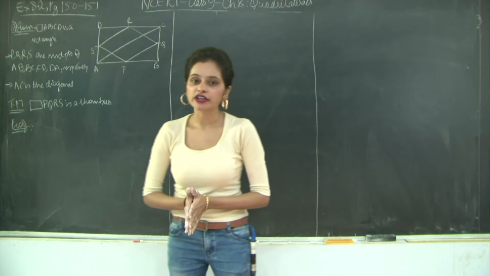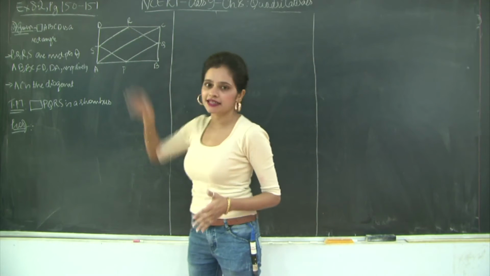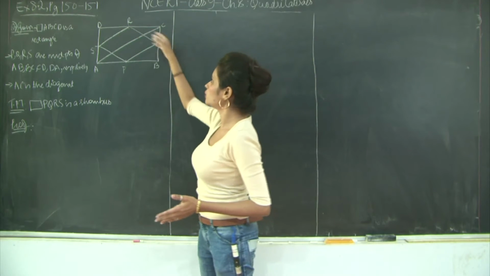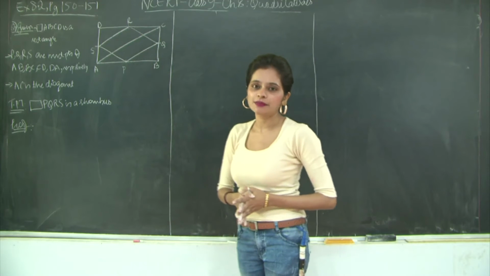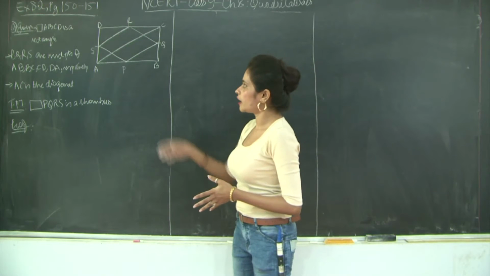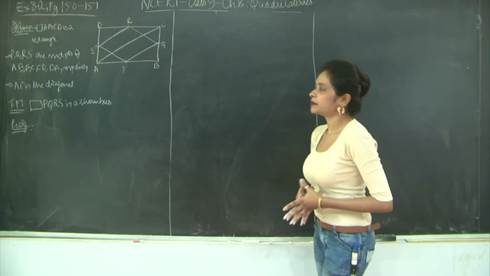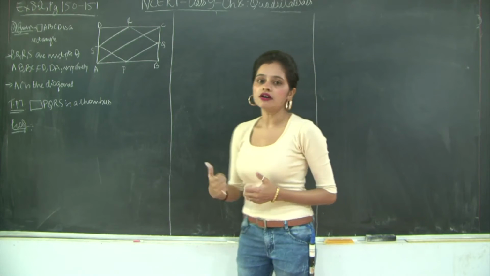We will take a look at question number 3 now, wherein we have been given that quadrilateral ABCD is a rectangle in which we have P, Q, R and S as the midpoints of sides AB, BC, CD and DA respectively. Now we need to prove, and AC is the diagonal. So we need to prove that quadrilateral PQRS formed is a rhombus.